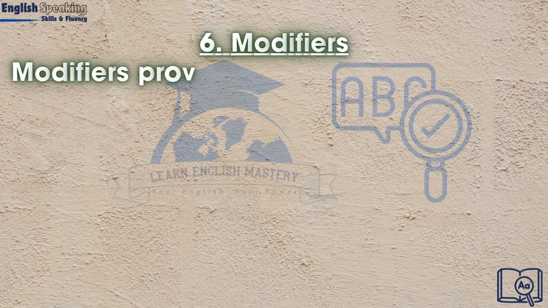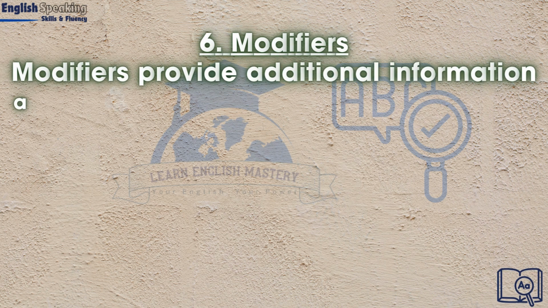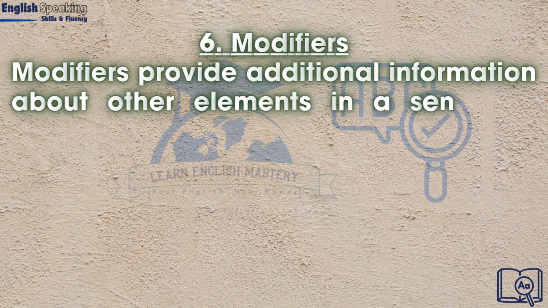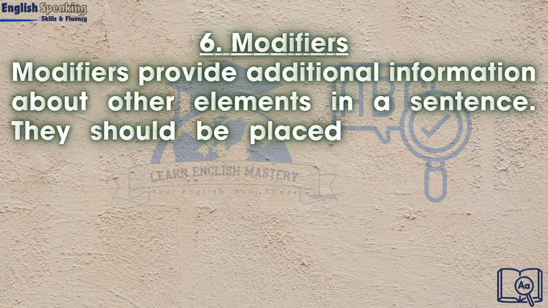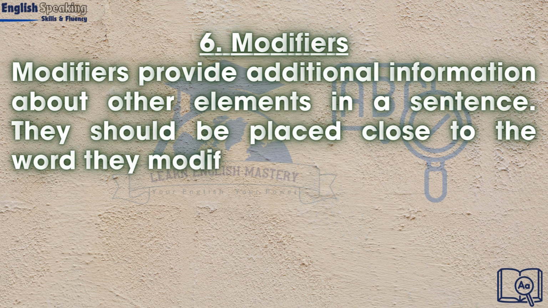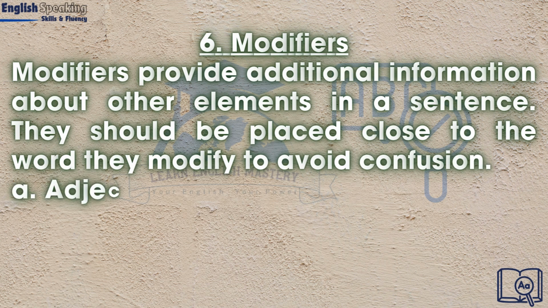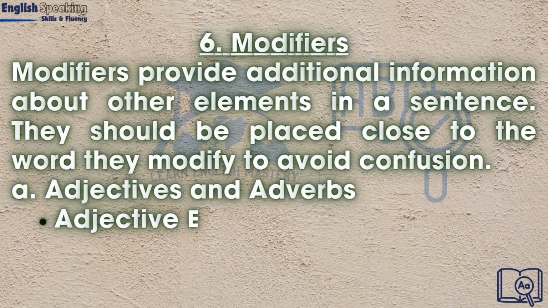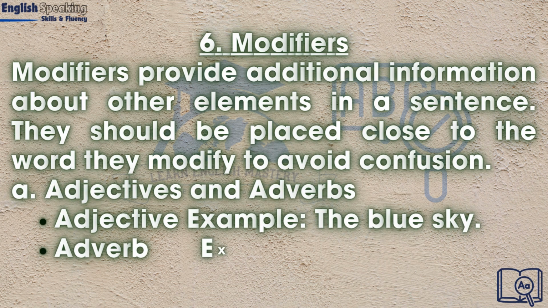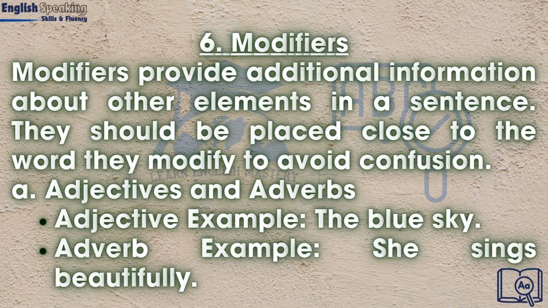6. Modifiers. Modifiers provide additional information about other elements in a sentence. They should be placed close to the word they modify to avoid confusion. A. Adjectives and adverbs. Adjective example: The blue sky. Adverb example: She sings beautifully.